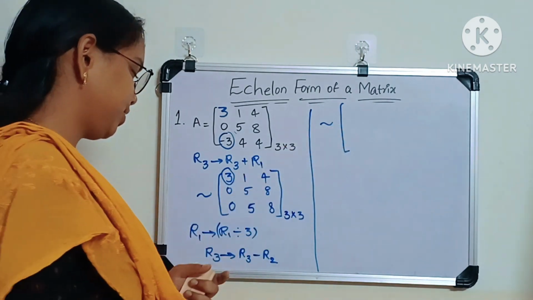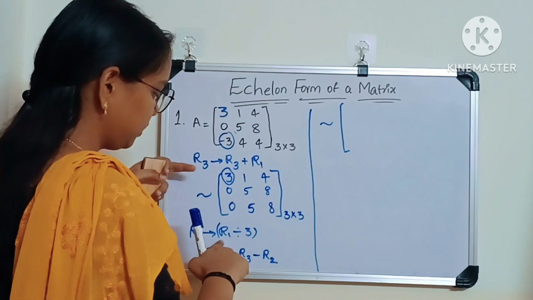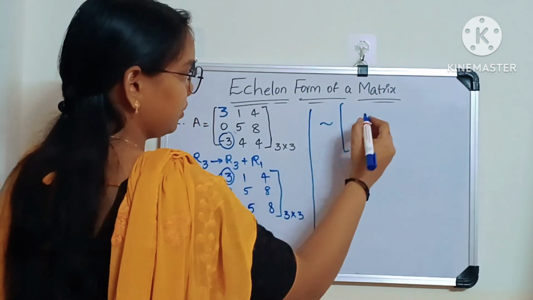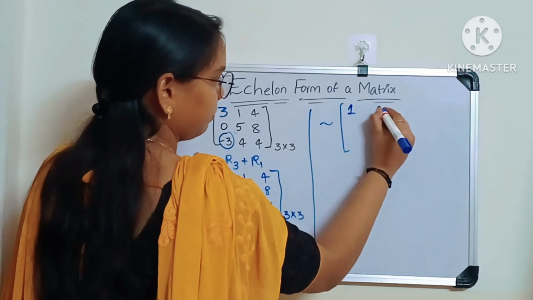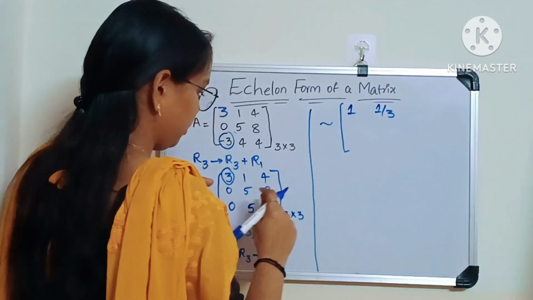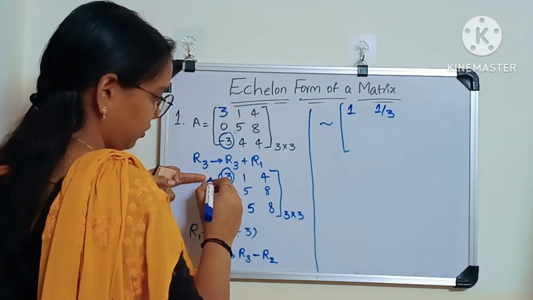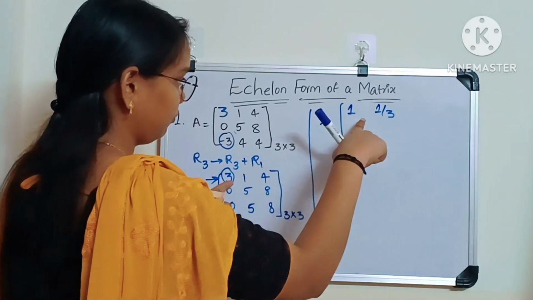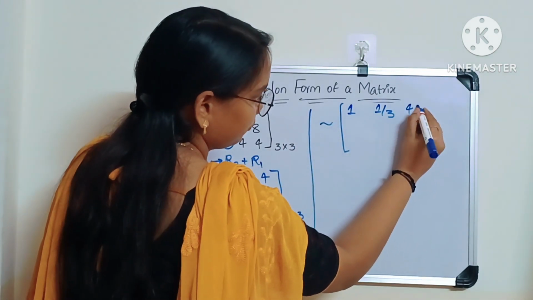So first I will write R1 is R1 divided by 3. So what we will get: 3 by 3 is 1, and here 1 divided by 3, 1 by 3. Here we will get 4 divided by 3, because this is R1 divided by 3. So 3 by 3 is 1, we got 1 by 3, and 4 divided by 3 is 4 by 3.